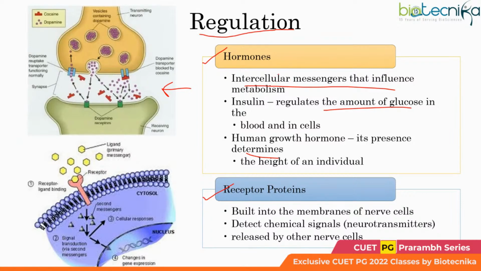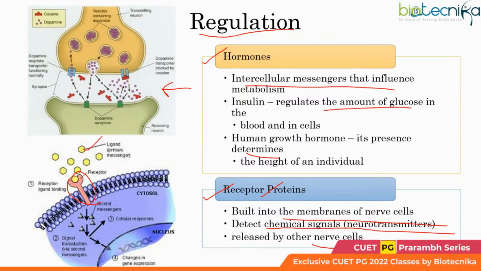So all these signalings, they will be coming, and on the surface there will be something called a receptor protein. So receptor protein built into the membranes of nerve cells. They will detect chemical signals. Chemical signals, they will act as neurotransmitters released by other nerve cells, right?